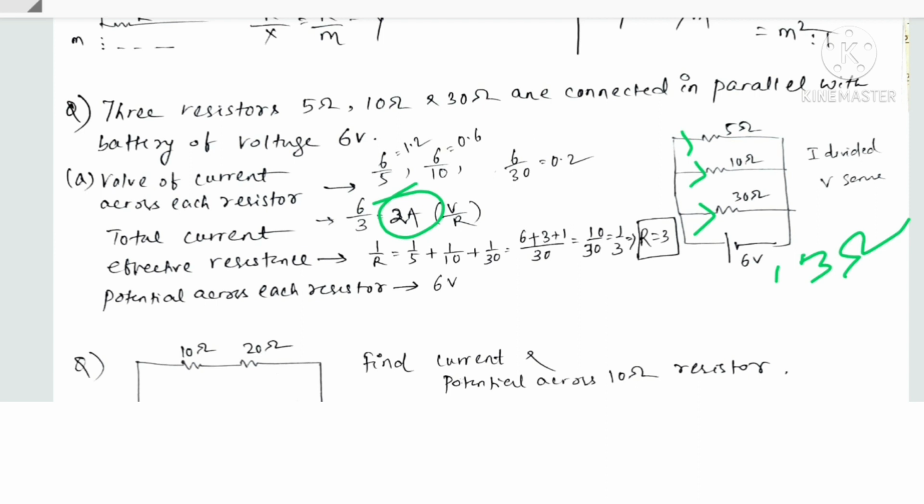So across this 5 ohm, resistance is 5 ohm and potential is 6. So current will be 6 by 5. Now across this 10 ohm, again potential is 6, resistance is 10, so 6 by 10 current. Across this 3 ohm also potential is 6, so 6 by 30, 0.2. Okay, you can also check when you add I1 plus I2 plus I3, that will be equal to total current, 2 ampere.